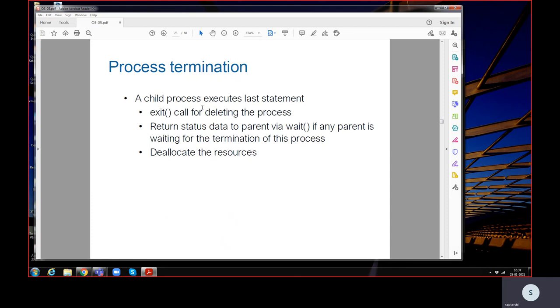Now, before giving some examples, this is the last thing that we need to discuss: process termination. This is simple. A process is terminated when it executes the last statement. Also, the kernel gives an exit system call for deleting the process. So what happens when a process calls exit? It returns status data to the parent via wait, if any parent is waiting for the termination of this process, and deallocates the resources that are held by this process. So this is exit. This is simple.